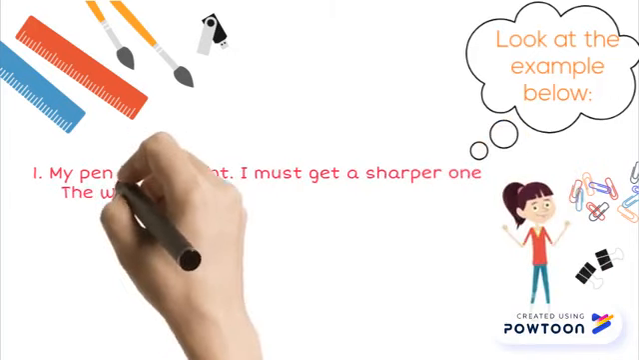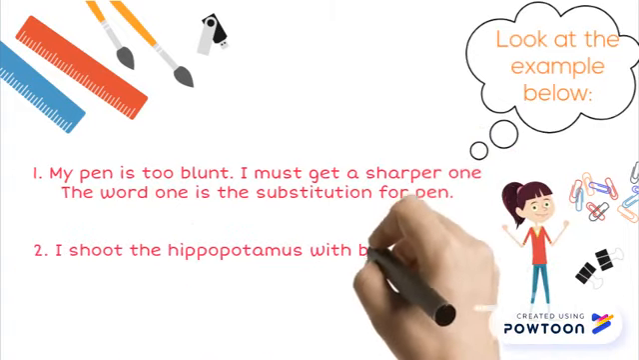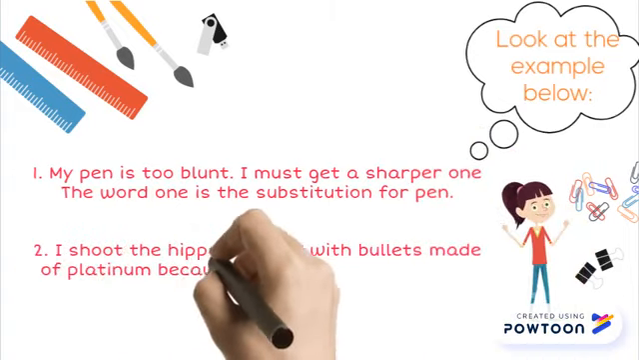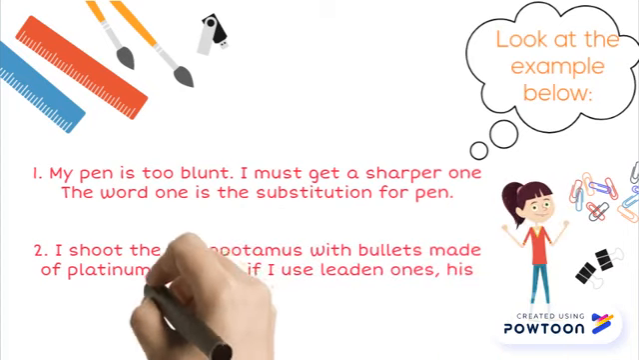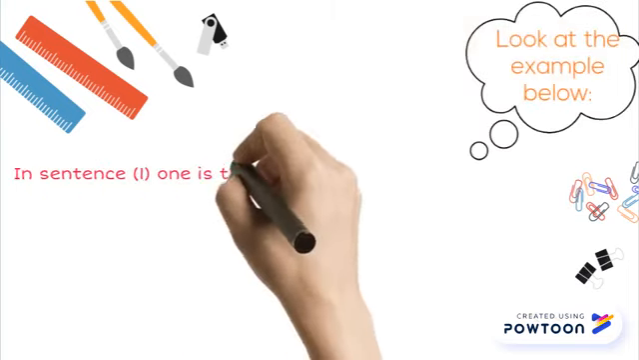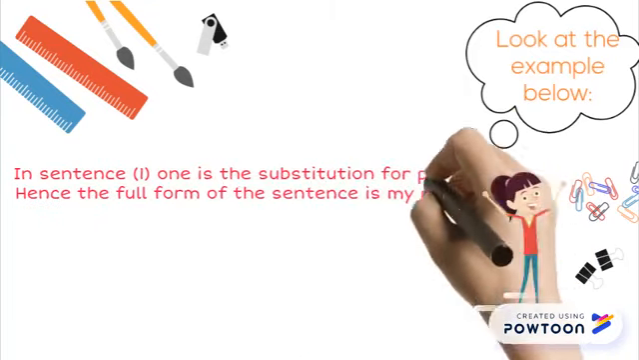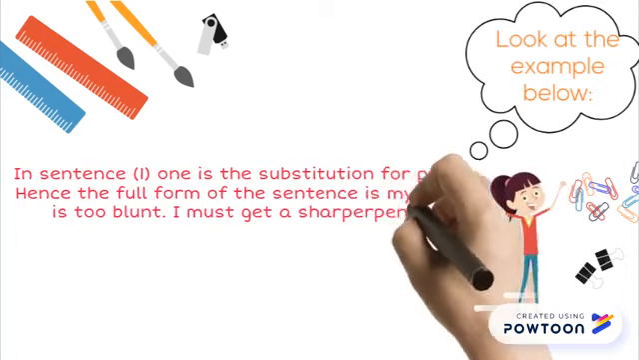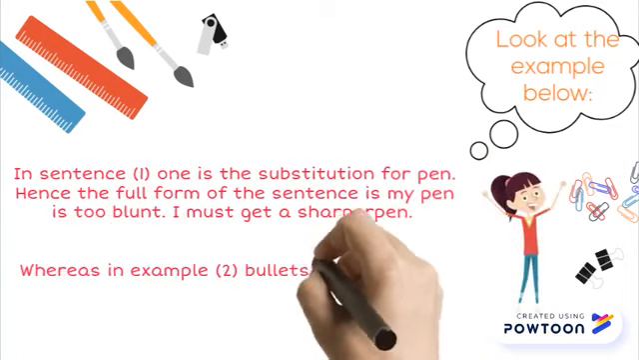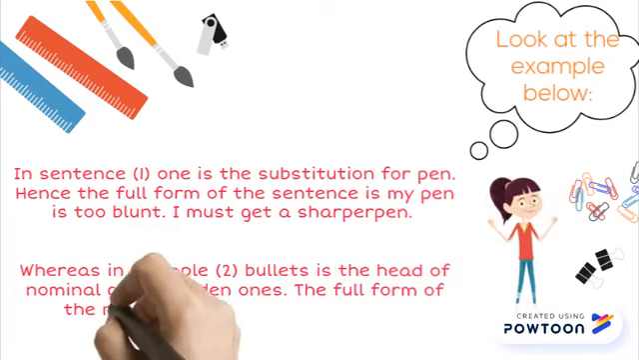A. My pen is too blunt, I must get a sharper one. The word one is the substitution for pen. B. I shoot the hippopotamus with bullets made of platinum because if I use leaden ones, his height is. In sentence A, one is the substitution for pen. Hence, the full form of the sentence is: my pen is too blunt, I must get a sharper pen. Whereas in example B, bullets is the head of the nominal group leaden ones. The full form of the nominal group is leaden bullets.